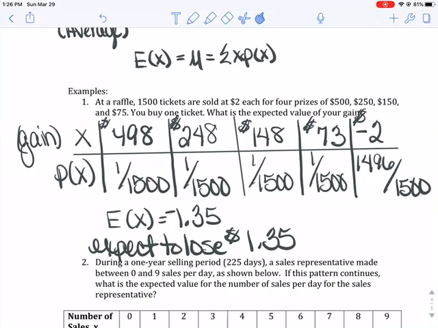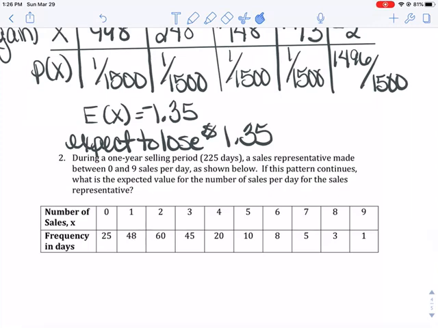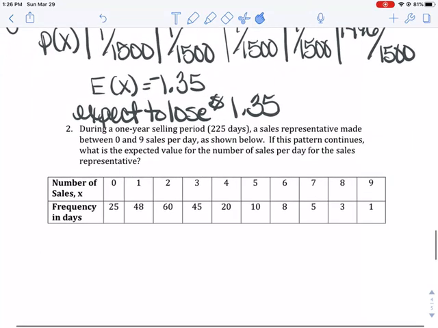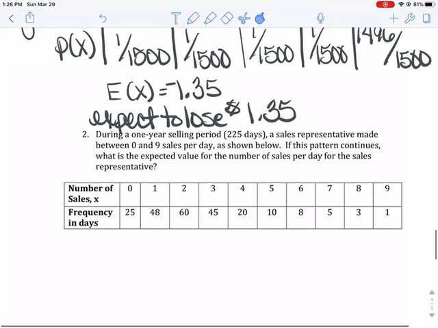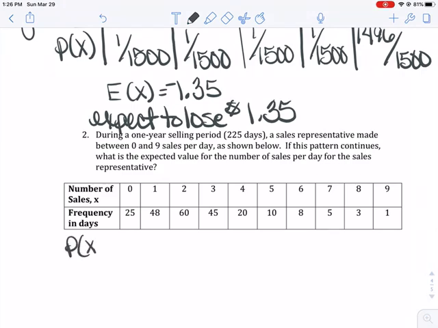Okay? All right. During a 1-year selling period, 225 days, the sales representative made between 0 and 9 sales per day, shown below. What is the expected number of sales per day? So we're going to need to make a P of X and then multiply X times P of X. So let's make the P of X. Okay, so 225. So 25 divided by 225.